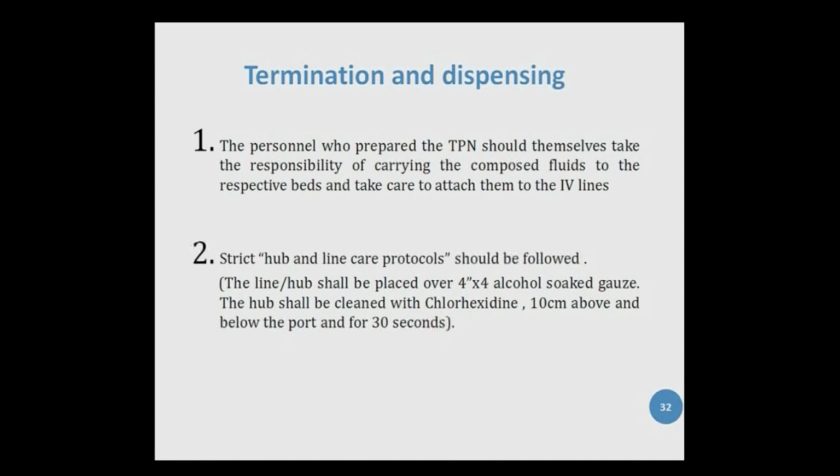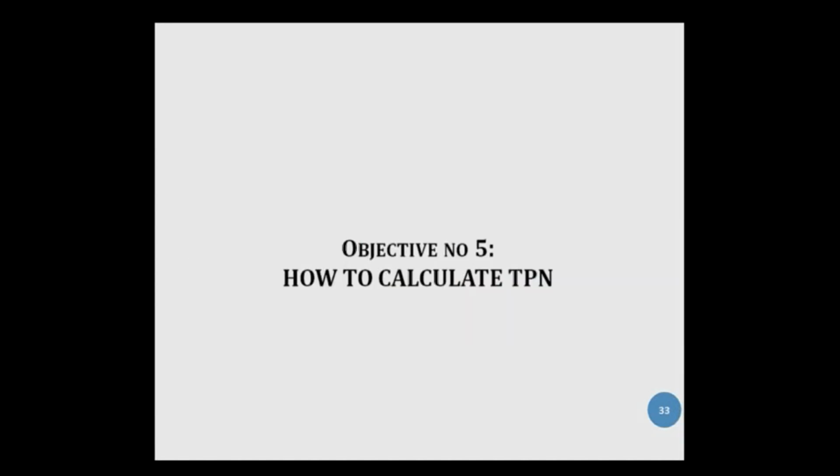A strict hub and line protocol should be followed. That means the line or the hub shall be placed over a 4x4 alcohol soaked gauze or a sterile paper maybe, and then the hub should be cleaned with chlorhexidine 10 cm above and below the port for about 30 seconds. Objective number 5. How to calculate TPN.